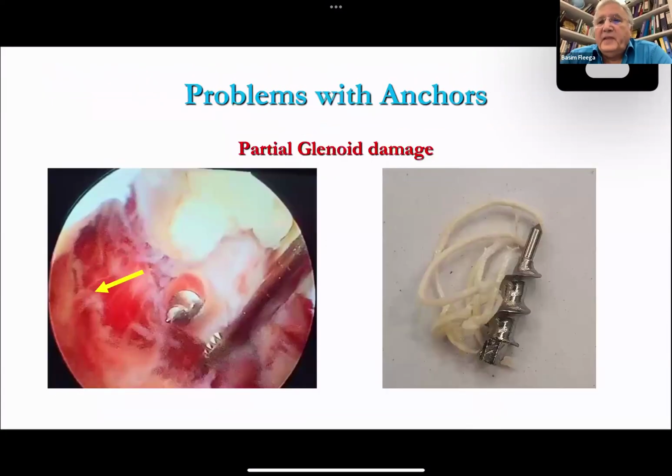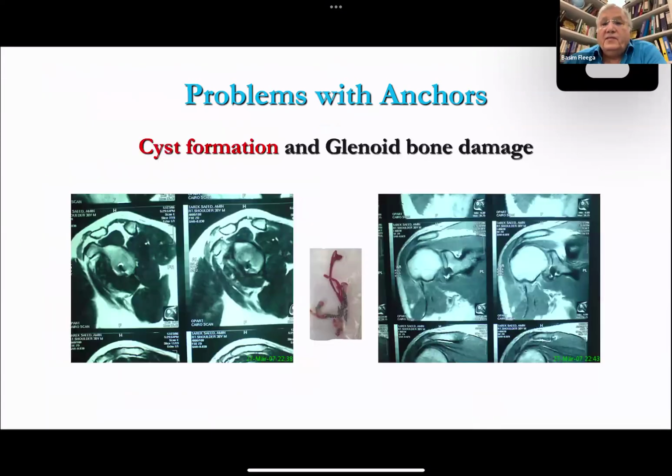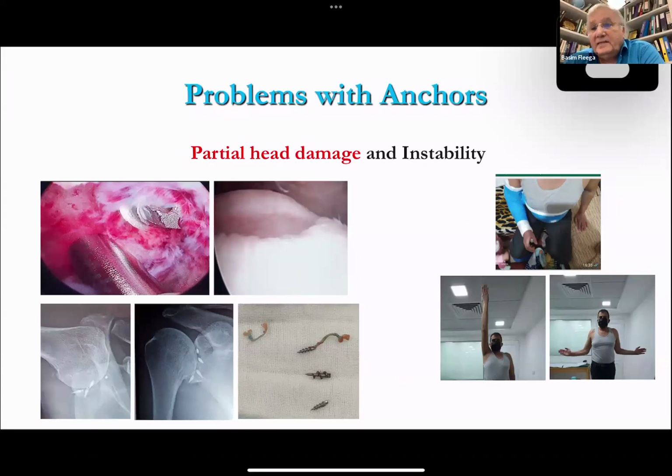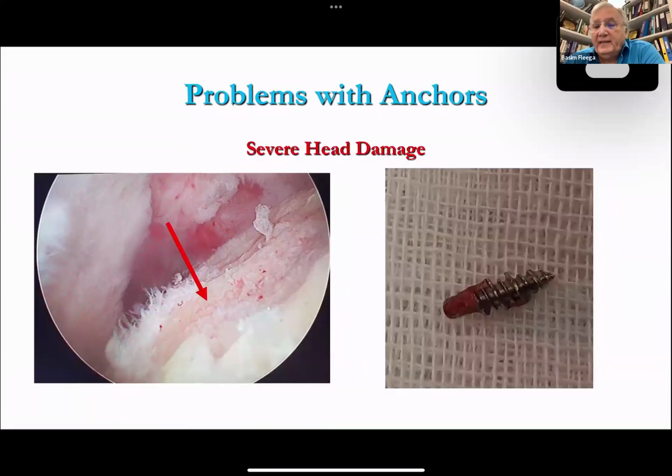Now here in Egypt, the anchors have big problem in complications. We have a partial glenoid damage, as in this case. We have cyst formation and glenoid bone damage. Cyst formation and osteoarthritis can happen. Partial head damage and instability. Severe head damage.